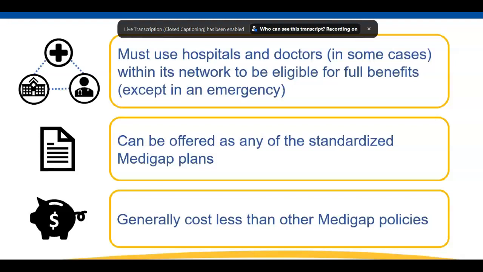And generally, again, these are going to cost less than the other Medigap policies because you're restricted to a network. These are not the most popular at all amongst beneficiaries because typically seniors have developed relationships with their practitioners, and if their practitioners are not participating in that select network, they will not be interested in getting a Medicare Select policy. Next slide.